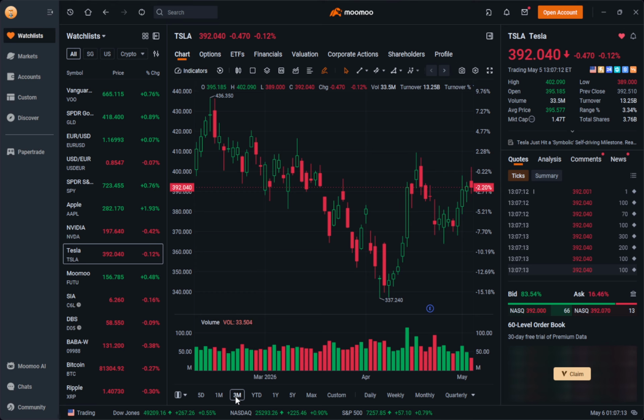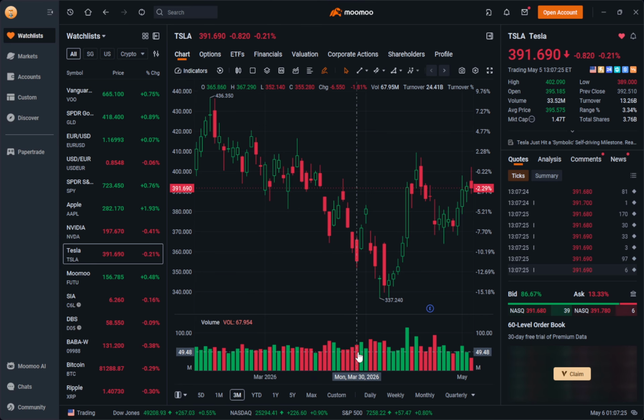Make sure you're using candlestick charts. Find the chart type icon and switch to candlestick, also called K-line. Candles make price action easier to read. A green candle means price closed higher than it opened. A red candle means it closed lower, and the thin wicks show the extremes of the move. Longer bodies and wicks often signal stronger momentum or volatility.